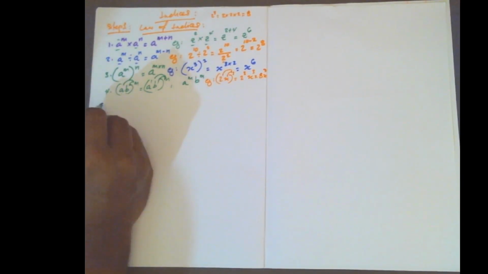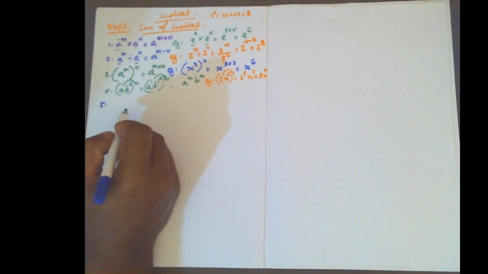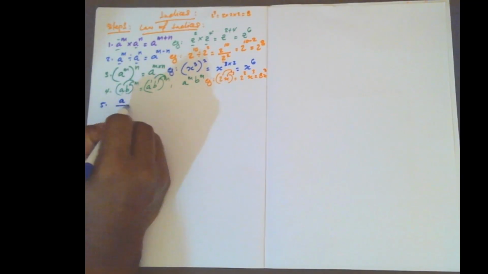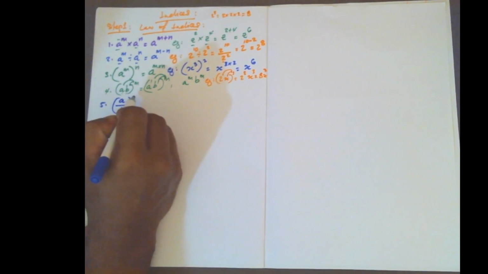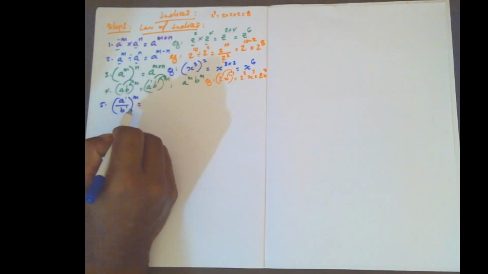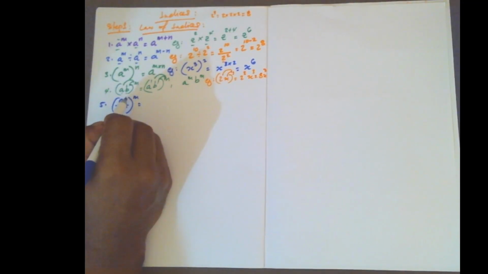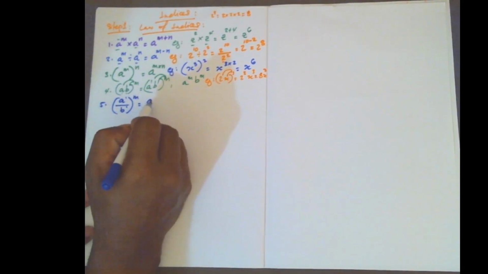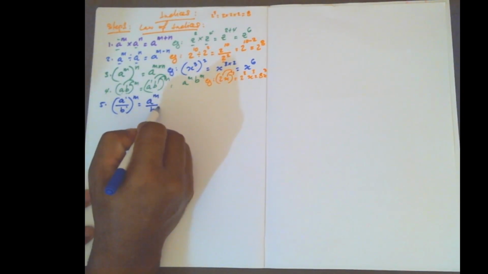Let's look at the fifth law. a over b, raised to the power of m. Now, like I said, this is a power raised to another power, so we can say that this is a to the power of m over b to the power of m.